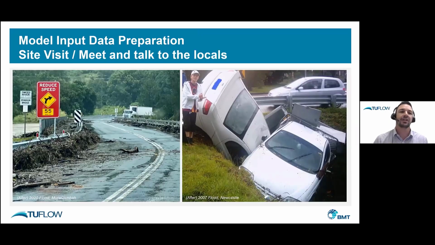And finally, go out to site, meet and talk to the locals. They'll have a lot of information that will help you with your calibration. That image on the left, that's from my hometown in Murwillumbah. The Byington Bridge, every flood gets loaded with debris. If you're not accounting for that in your calibration, you won't get the right result.